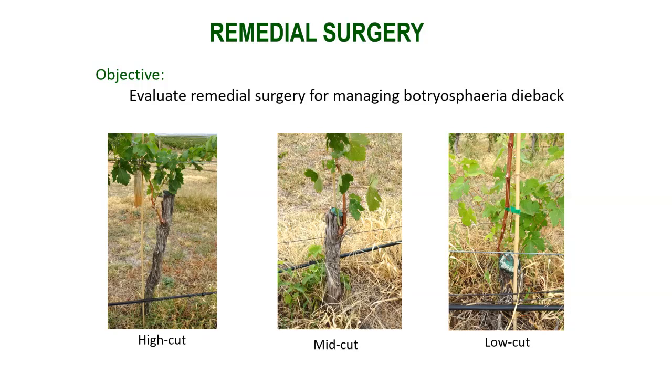So to do this, we conducted 3 field trials in 3 commercial vineyards, wherein we cut the vines at 3 different heights. For high cut, basically we cut the trunk just below the crown. Mid-cut was midpoint between the ground and the crown, and low cut is 20 centimeters above the graft union, or 20 centimeters above the ground. And we want to see the effect of this cut on the shoot production as well as the recovery of the vines from remedial surgery.